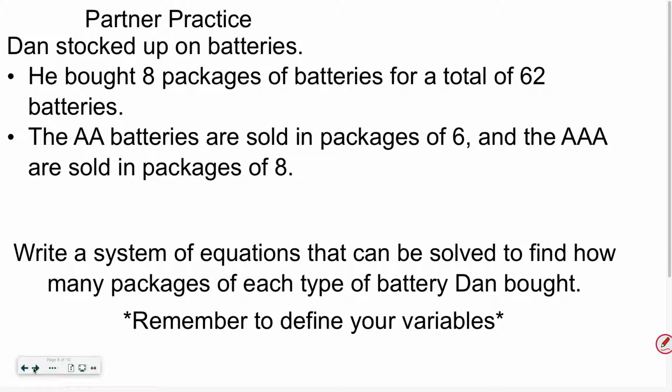Okay, so good. So now we're going to practice in our groups. We have a new scenario here. Dan stocked up on batteries. He bought 8 packages of batteries for a total of 62 batteries. The AA batteries are sold in packages of 6, and the AAA batteries are sold in packages of 8. We need to write a system that can be solved to find how many packages of each type of battery Dan bought.